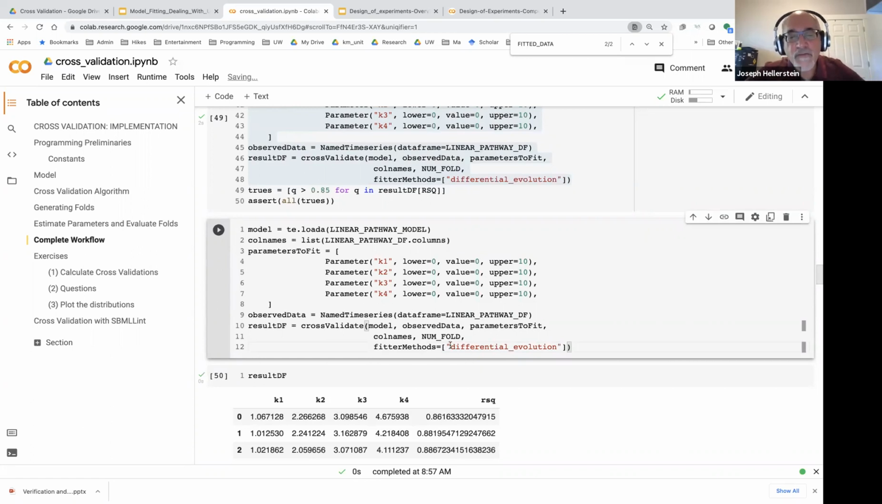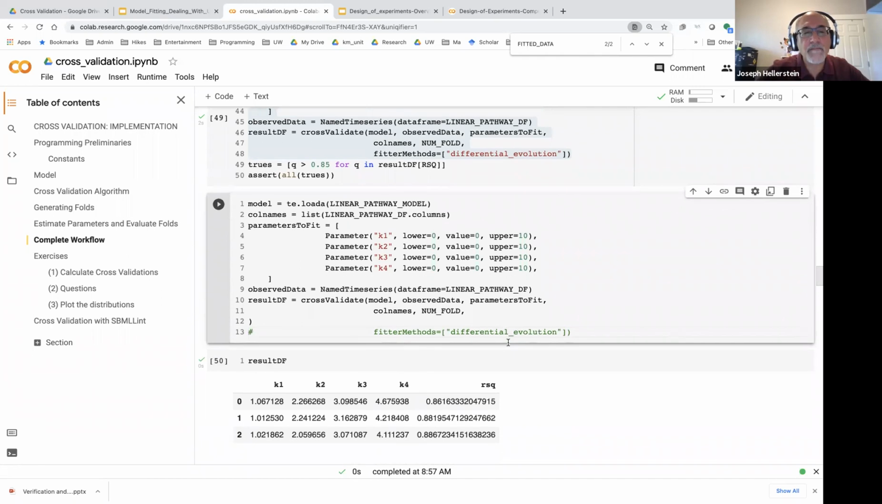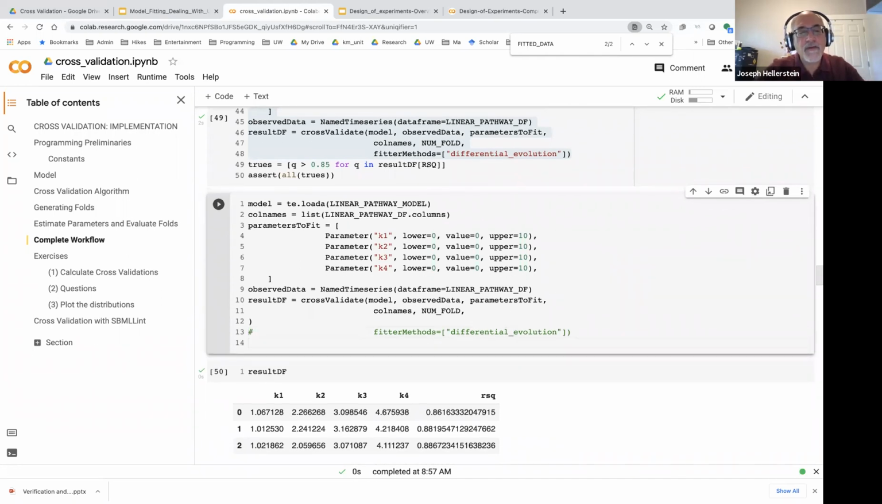Doing differential evolution, it probably doesn't matter too much. I think what I'm going to do is let's try this. I can comment this out. I think Python gets very particular. So we can probably just use the default, which is going to be gradient descent. And then let's see the answer in the end.